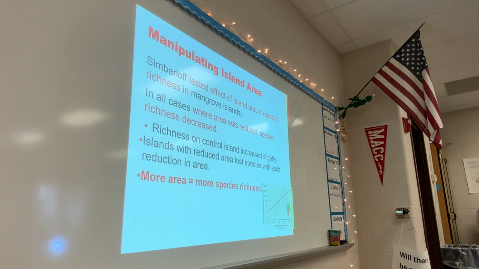So basically what he said is, well, yeah, the more space you have on an island, the more different kinds of things there's going to be. But that also makes sense. If you have a big area, that's going to allow for more places for animals to spread out. It's going to allow for more food and more shelter and more water and more space. And so it's going to have more richness and more variety available.